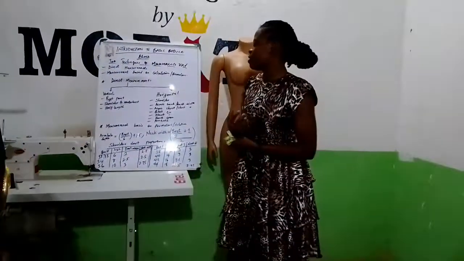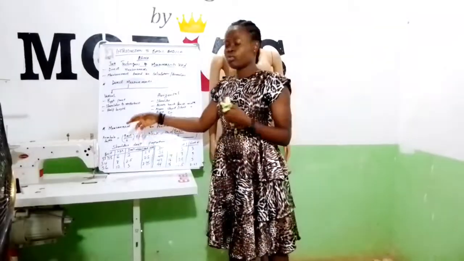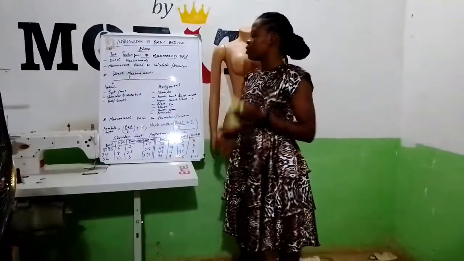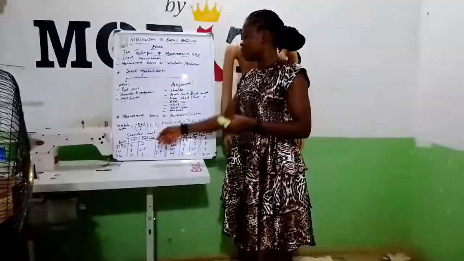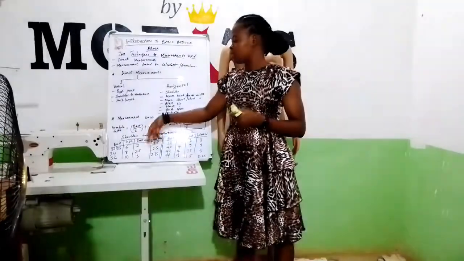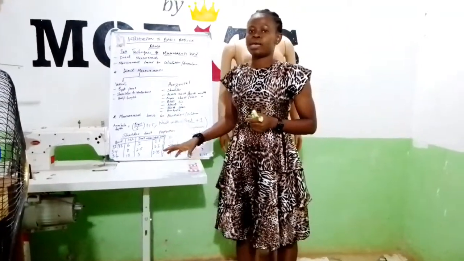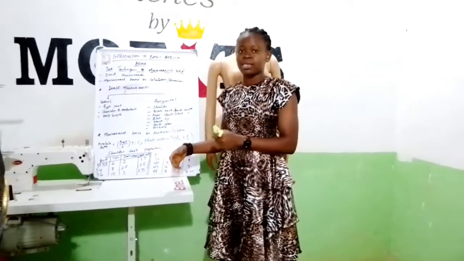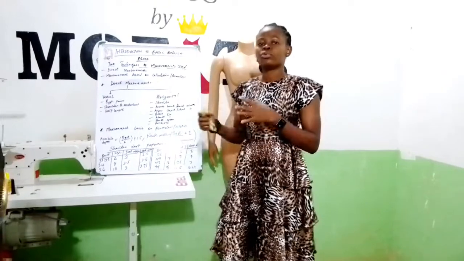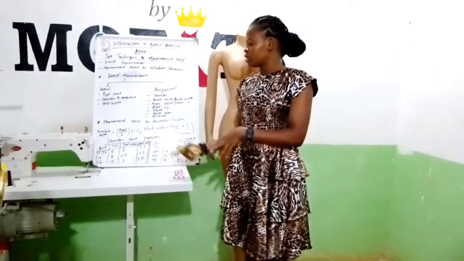For the measurements based on formulas, you have the armhole and the neck width. For you to determine your armhole, there is a formula for it. The formula is your bust divided by 6 plus 1.5. So when you divide your bust by 6 plus 1.5, you get your accurate armhole. That is how you calculate your armhole.